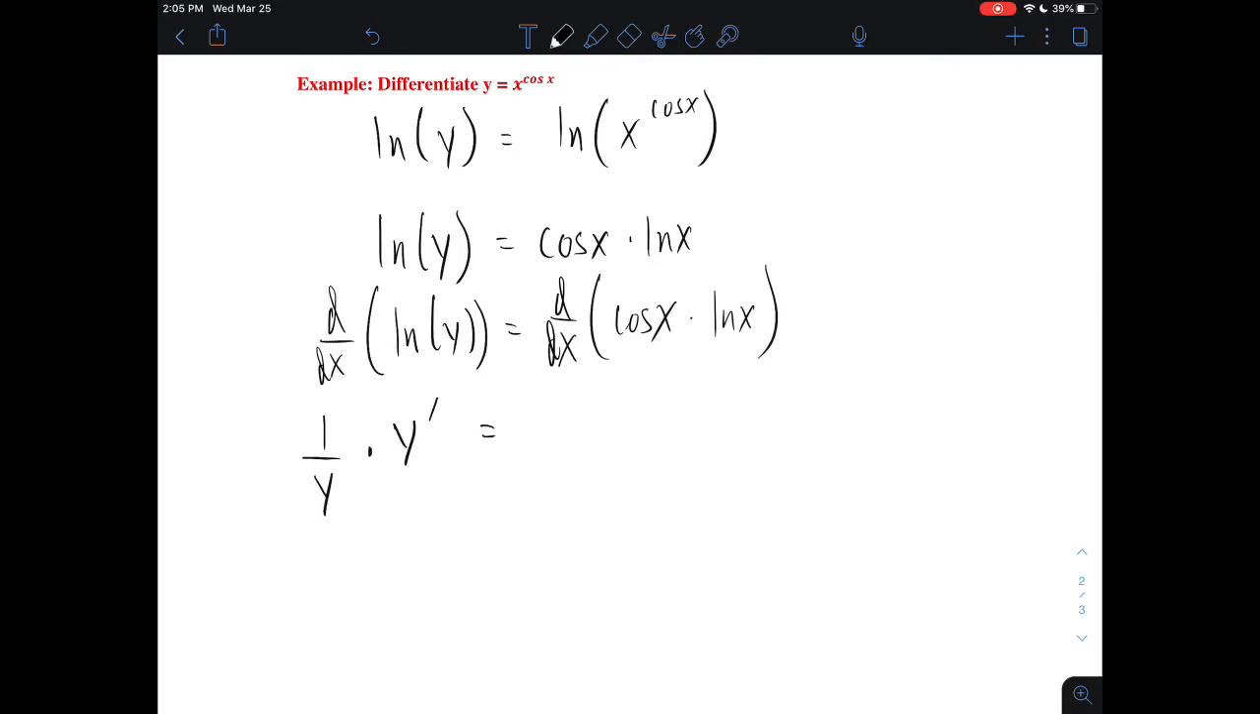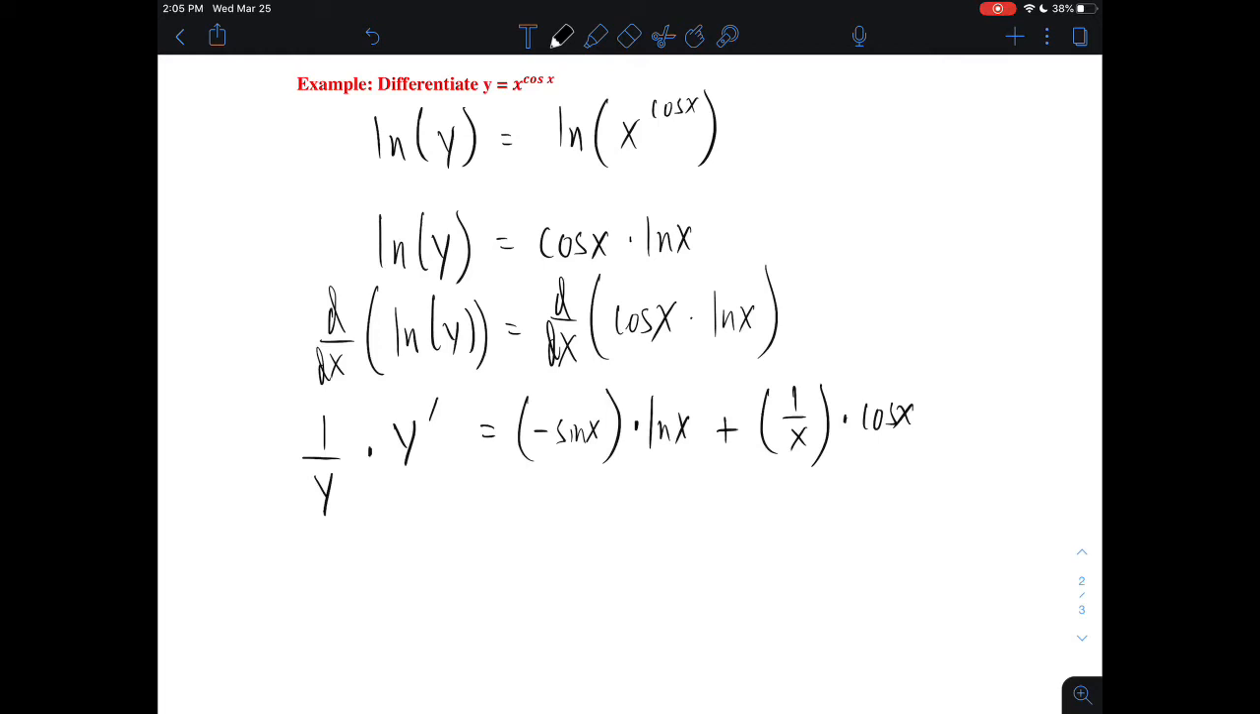And then on the right-hand side, by the product rule, the derivative of cosine x is negative sine x. And then I have to multiply that by the second function, natural log of x. And then I have to add now the derivative of the second function. The derivative of the natural log of x is 1 over x. And then multiply by the first function, cosine x. So now I've used all of my derivative laws.